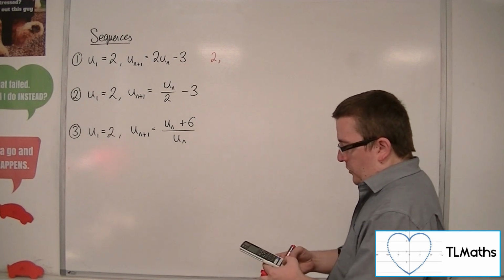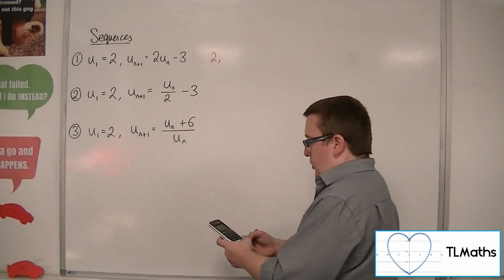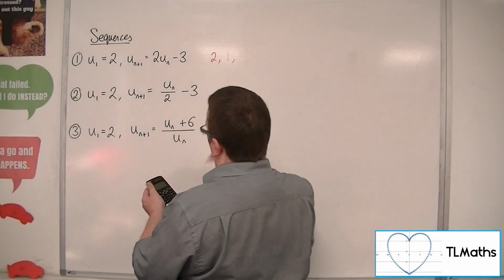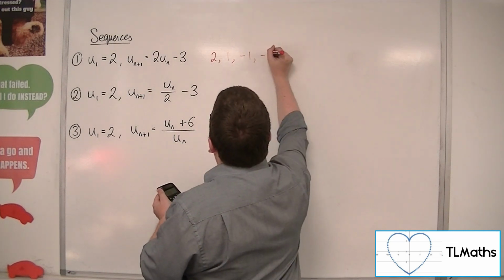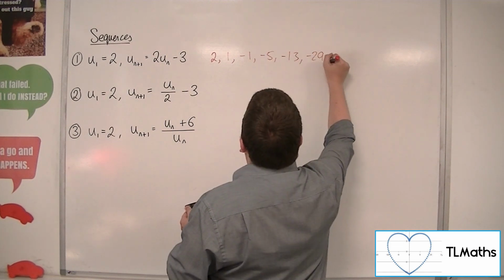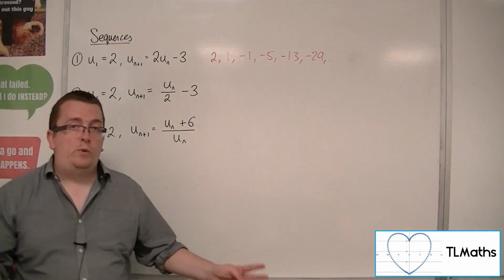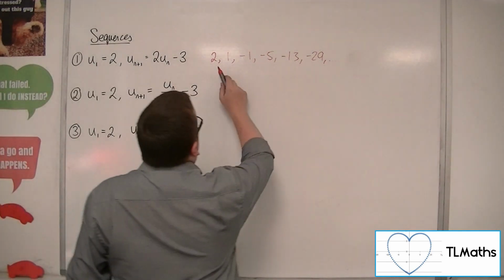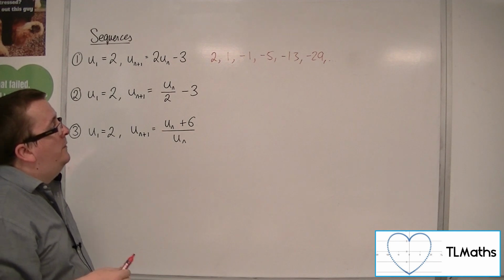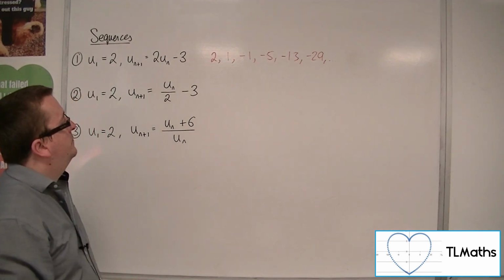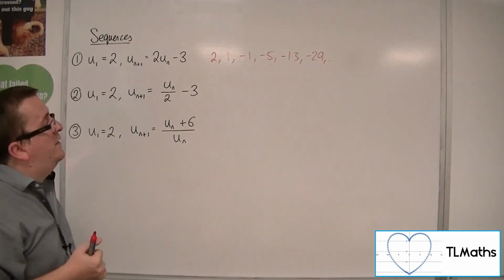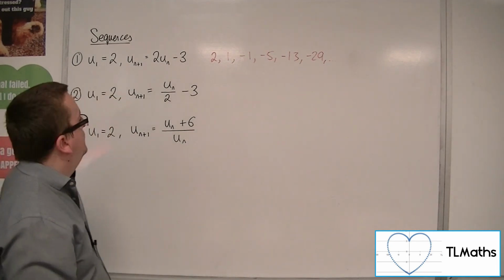Okay, so typing in 2, press equals, then 2 times the answer key, take away 3, and it will generate the sequence for me. So we've got 2, 1, minus 1, minus 5, minus 13, minus 29, etc. So what we can see with this sequence is that it's going more and more negative, okay? What we would refer to as diverging. So that one is not of particular interest any further than that. It's just going to get larger and more negative.